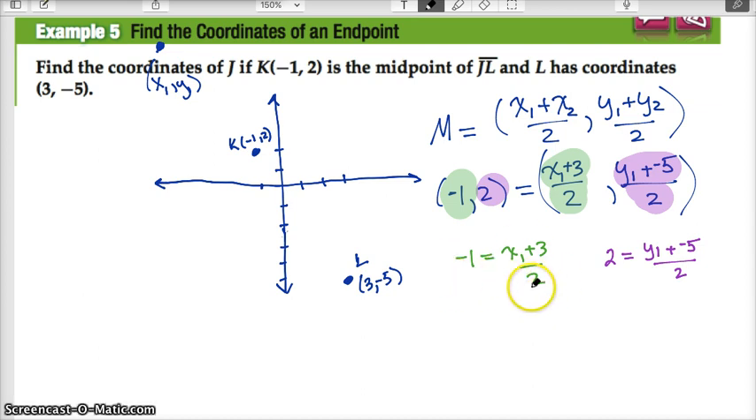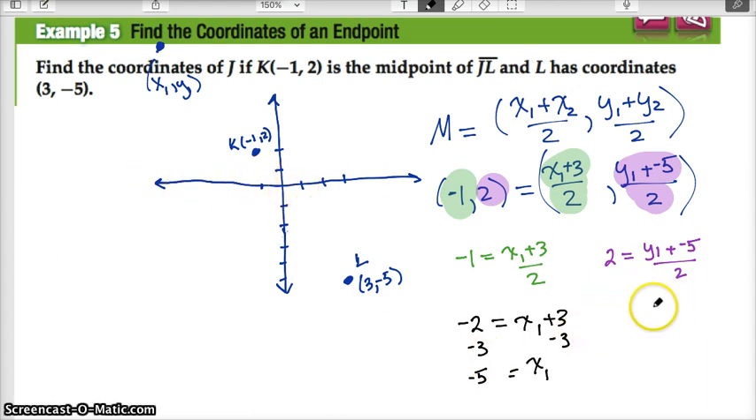So now if I have to solve this, what I'm going to do is try to isolate x sub 1, and I do that by first multiplying both sides by 2. When I do that, I get -2 is equal to x sub 1 plus 3. And I'm going to do the opposite, subtracting 3 from both sides, or adding -3, and I get that x sub 1 is equal to -5. Kind of makes sense that I'd be back here at -5 on the x-axis.